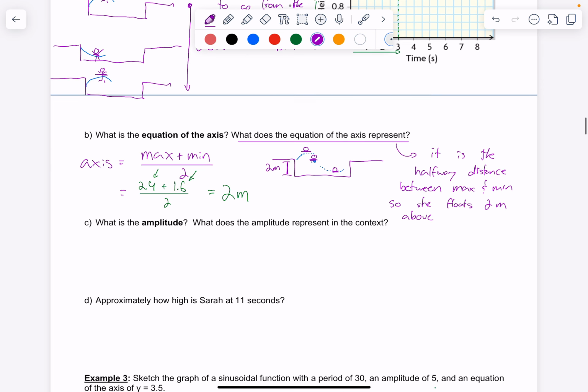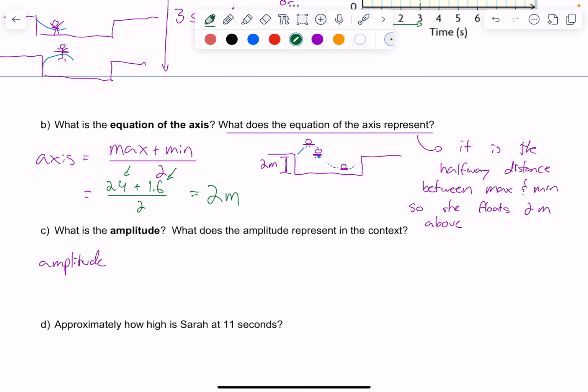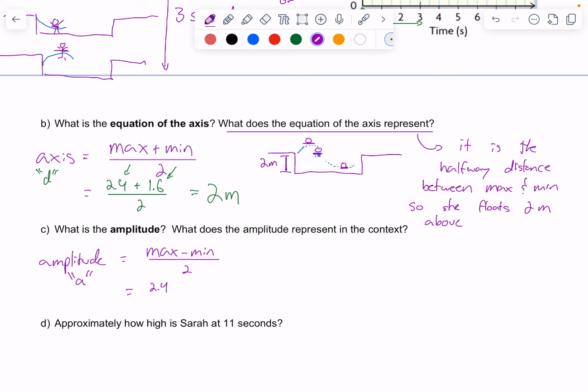So our amplitude is calculated very similarly. Oh, by the way, I misspoke before. I called this a value of C. In this course, we're going to call it a value of D. So the axis is D. And just for the sake of always writing, we can call this one just A. So amplitude is max minus min divided by 2. All right, so we have those values already. The max is 2.4 minus 1.6. Divide that by 2. Was that 0.8 up top? So that is 0.8 up top. Divide that by 2. 0.4.